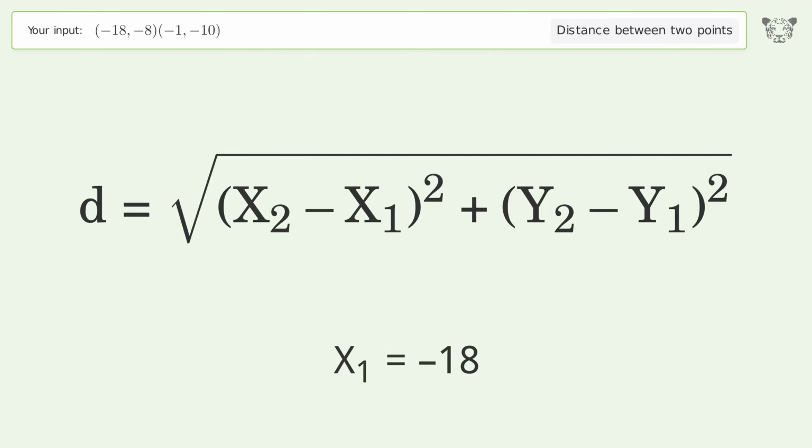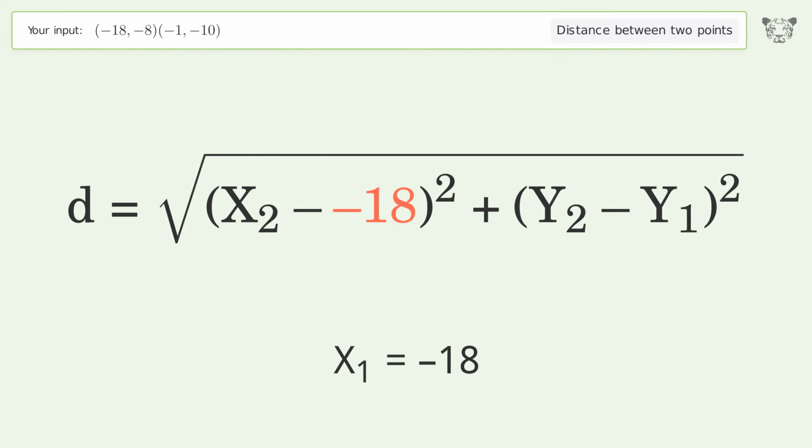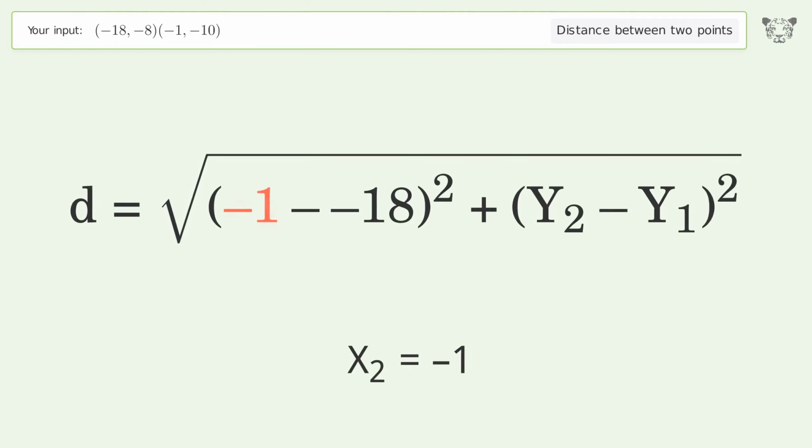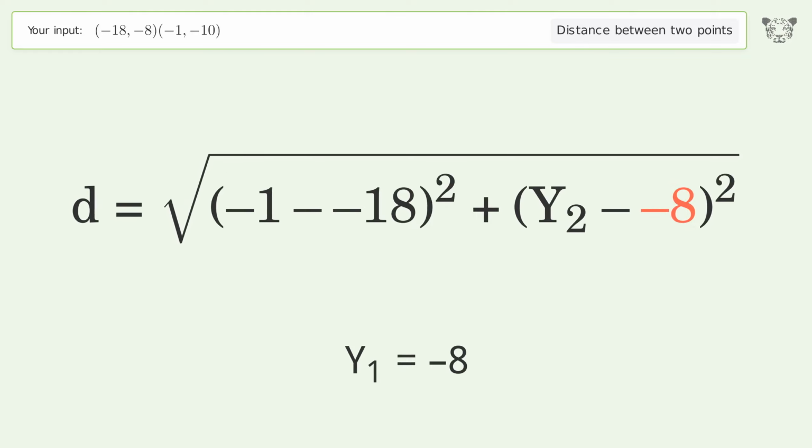x1 equals -18. x2 equals -1. y1 equals -8. y2 equals -10.